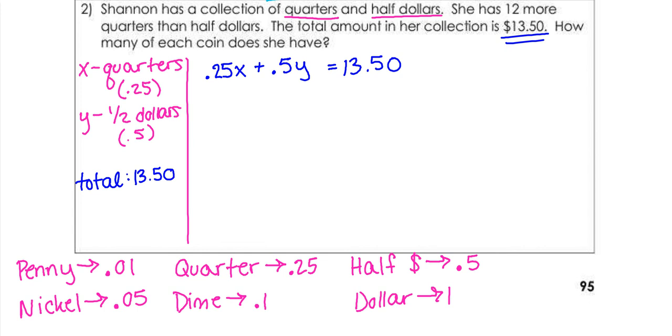Our second equation comes from this sentence that we have, 12 more quarters than half dollars. This sentence throws a lot of us off because it seems backwards when we write it in our equation. She has 12 more quarters, meaning she has more quarters. I know that sounds redundant, but since she has more quarters, I know it's going to be an x equals equation, because the amount of half dollars she has plus 12 is going to equal the amount of quarters she does actually have.